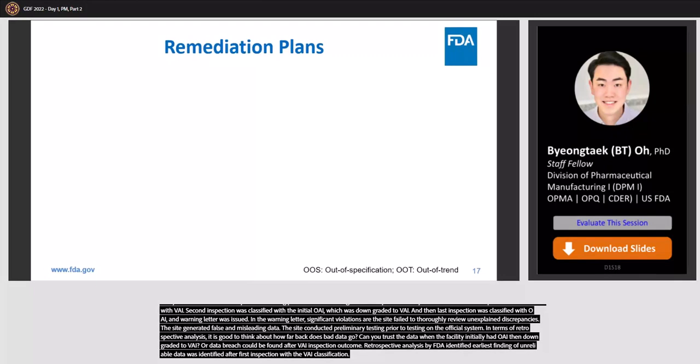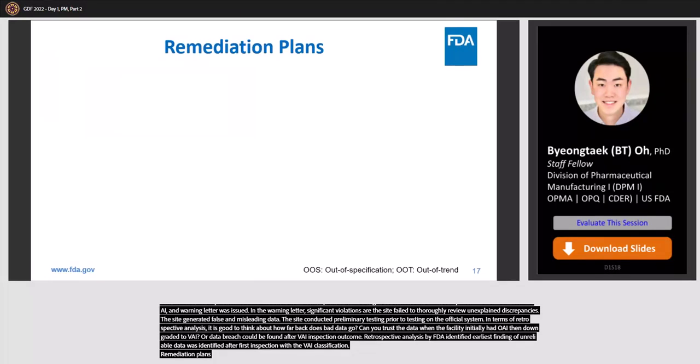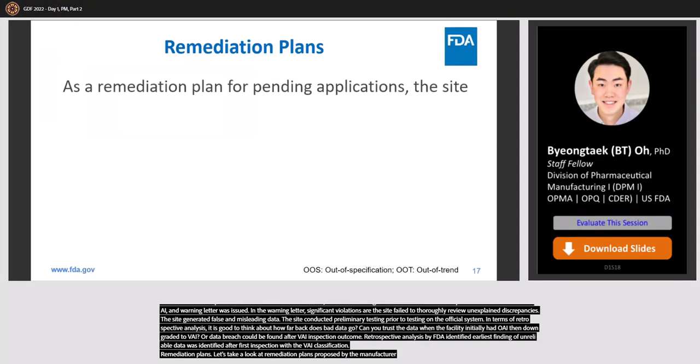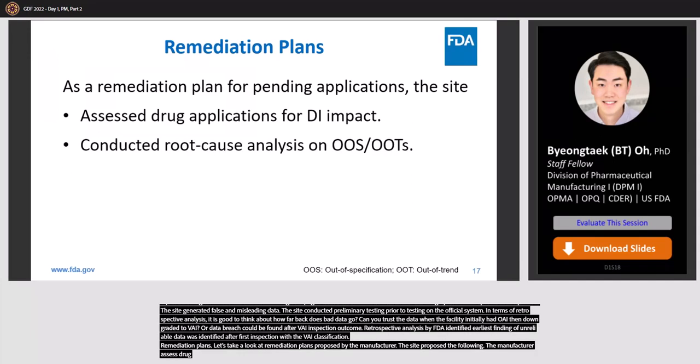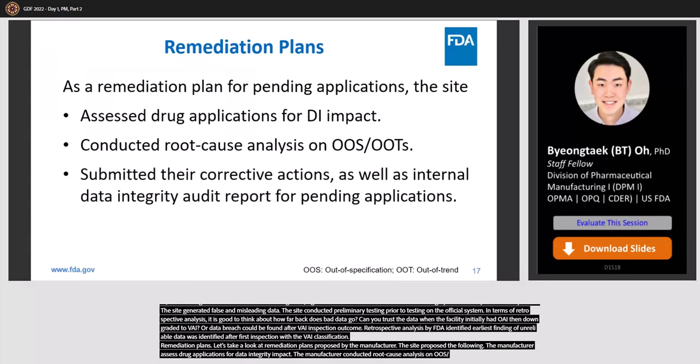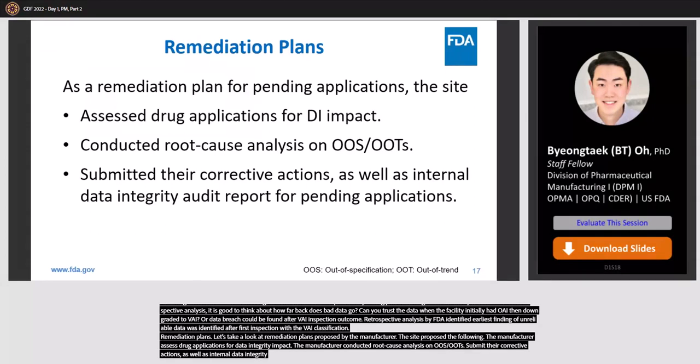Remediation plans. Let's take a look at remediation plans proposed by the manufacturer. The site proposed the following. The manufacturer assessed drug applications for data integrity impact. The manufacturer conducted root cause analysis on OOTs. The manufacturer also submitted their corrective actions as well as an internal data integrity audit report for pending applications.